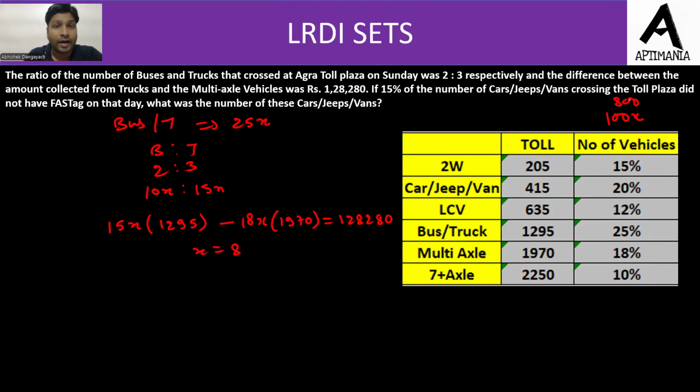We now know that. Further, the question is, if 15% of the number of car jeeps crossing the toll plaza did not have FASTag. So first of all, how many car jeeps do we have? That is 20x. 20x is 20 into 8. That is 160. And 15% of this are not FASTag enabled. So that makes it 24. So what was the number of these car jeeps? So the answer is 24 only.